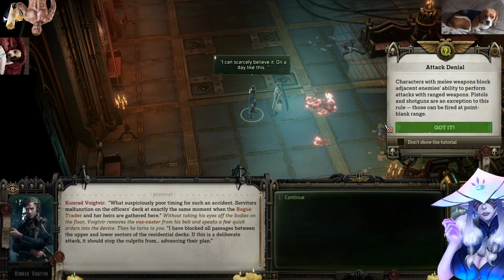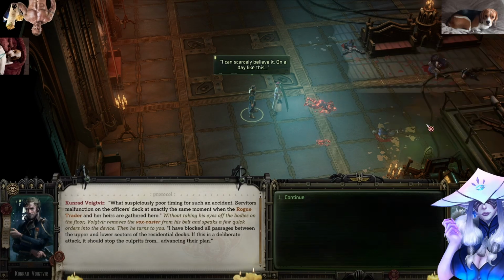Yeah. What suspiciously poor timing for such an accident. Servitors malfunction on the officers' deck at exactly the same moment when the rogue trader and her heirs are gathered here. I have blocked all passages between the upper and lower sectors of the residential decks. If this is a deliberate attack, it should stop the culprits from advancing their plan.